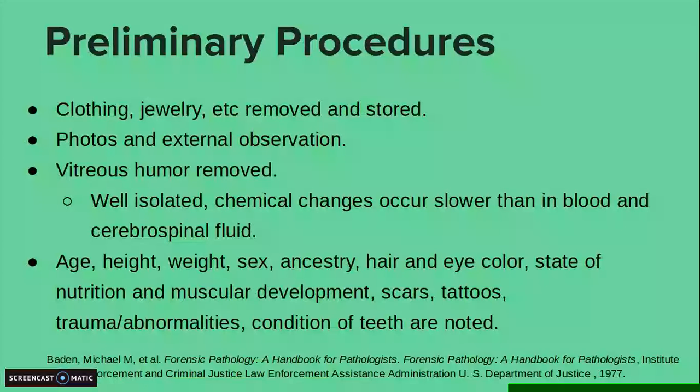The vitreous humor, which is the transparent fluid in the eye, is removed from both eyes and preserved for potential toxicology tests. This is because the eye is isolated and well protected anatomically, meaning the vitreous humor is typically preserved despite any possible head trauma, and is substantially less subject to contamination or putrefactive change than blood or cerebrospinal fluid. It has also been observed that chemical changes occur much more slowly in vitreous humor than in the blood or cerebrospinal fluid.